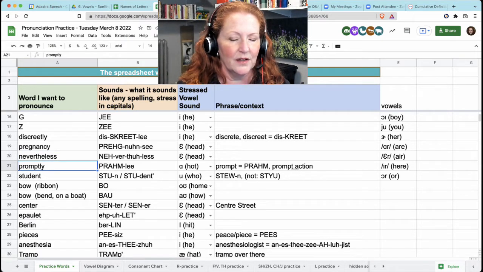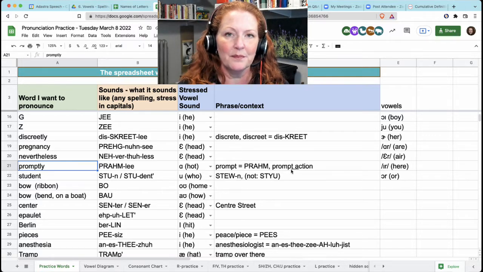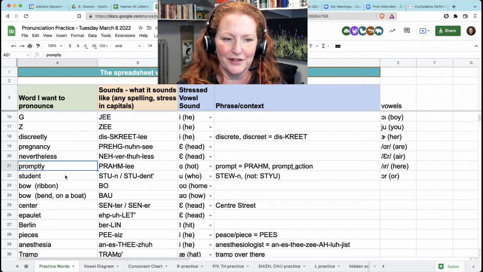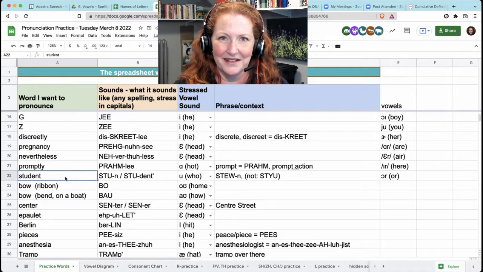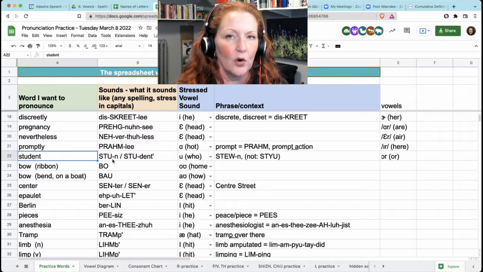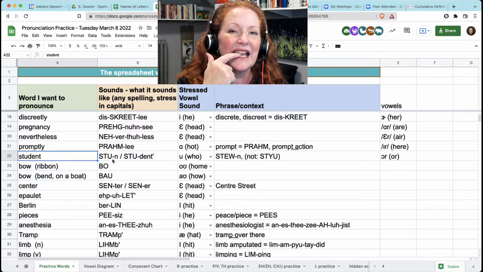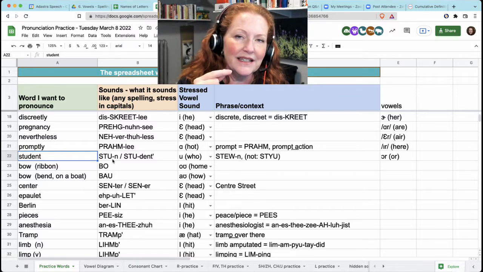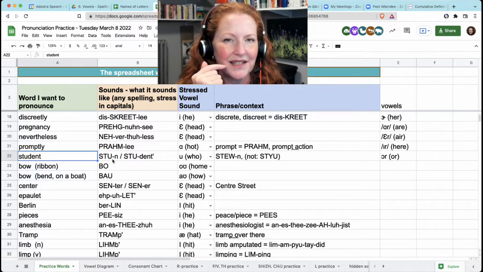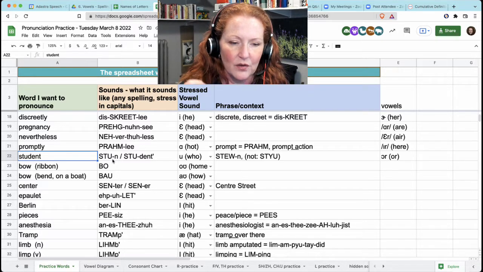Promptly. No T. Promptly. You would hear the T if there's a vowel after it. Prompt action. Thank you for that good example, Tina, because I didn't have a good example. You can say both syllables, student, or get rid of the D and just make an N as its own syllable. Student. Put your tongue in the D in the N position. The D, the T, and the N are all made in exactly the same place. So you're putting it behind your top teeth and making N noise.